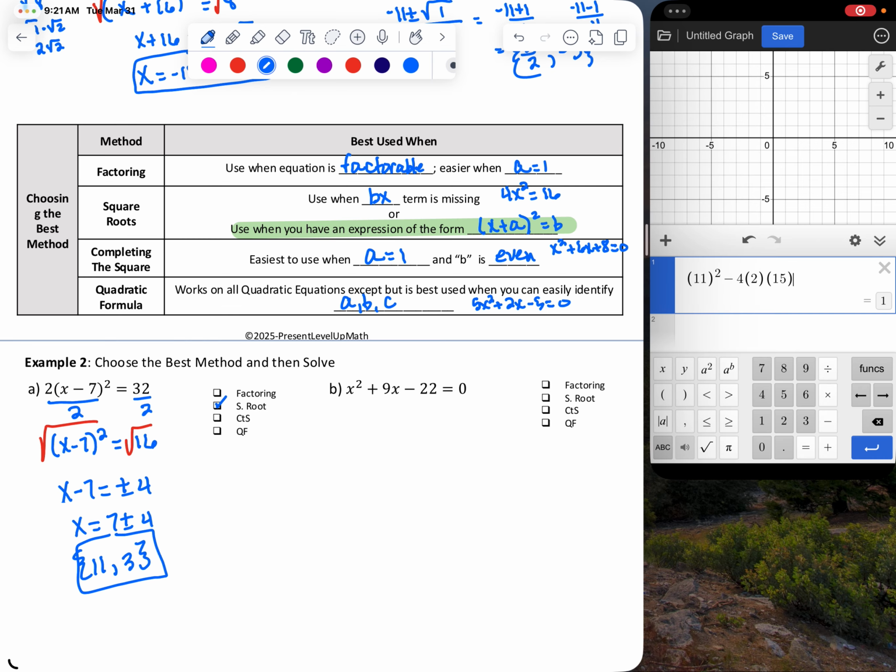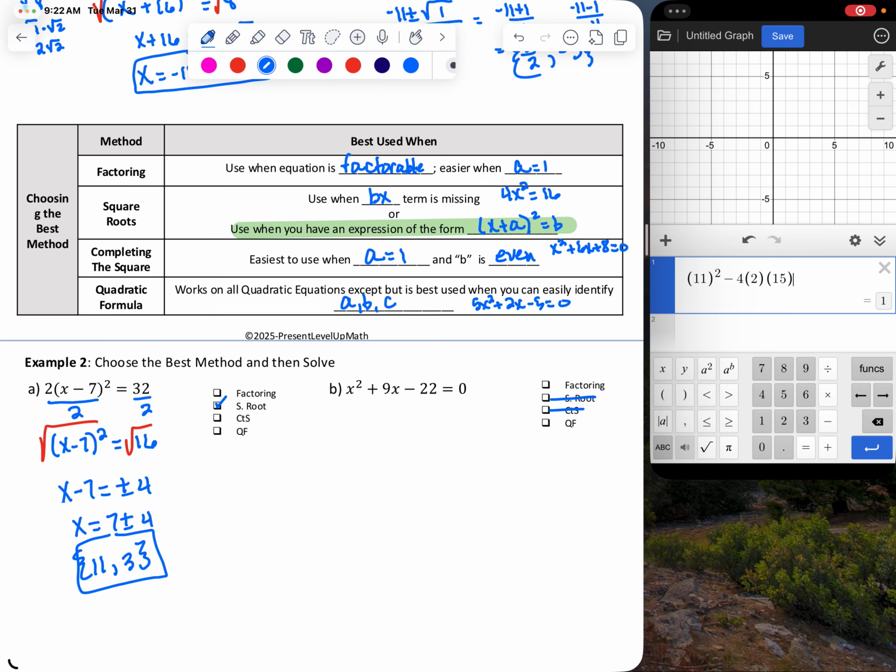All right, problem B. We have x squared plus 9x minus 22 is equal to 0. Now, I notice that the a value is 1 and the b value is odd. So I do not want to use completing the square, and I cannot solve it by the square root method. So I could either use factoring or the quadratic formula. In this particular problem, the numbers are pretty small, so I'm going to use factoring.